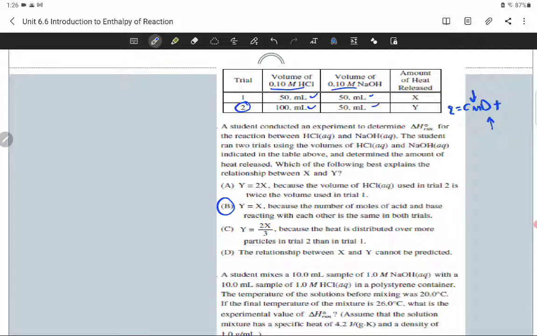Those are a lot of different things to think about, and probably the question is only going to deal with one of those. Looking at the last part of the question, which of the following best explains the relationship between X and Y? I had already mentioned that because they have the exact same amount of limiting reactant, they're going to have the exact same amount of heat released. And that choice mentions that.